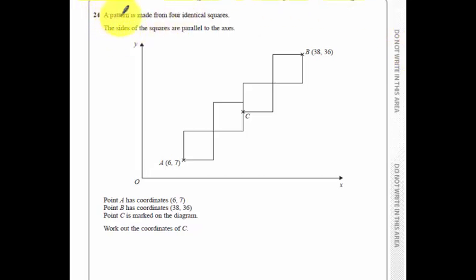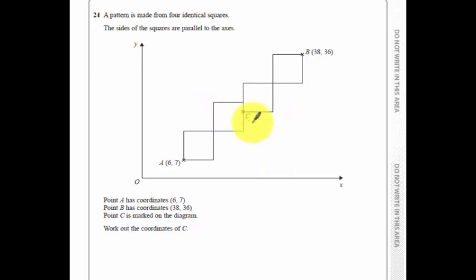Question 24. A pattern is made from 4 identical squares. The sides of the squares are parallel to the axes. It tells you the coordinates of these points here, A and B, and it wants you to work out the coordinates of C here.